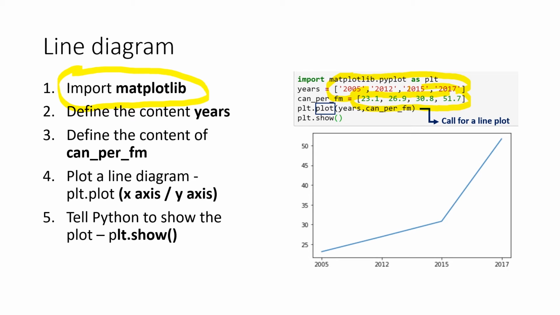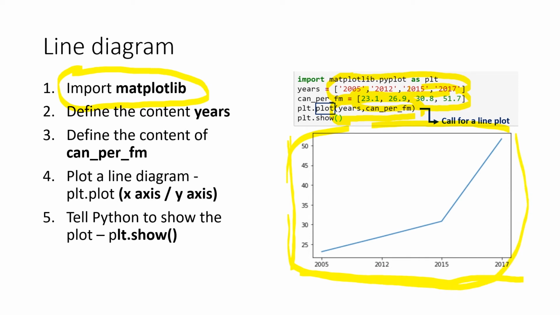Then we call our plt.plot method to actually plot our graph. And the two variables that we put in for the x axis and the y axis are one time our years list and one time our can_per_fm list. So the amount of female ministers in percentage. So you can see that this will be plotted over here and this will be plotted over here. And because we call plt.show in the end, this whole graph will actually be plotted.